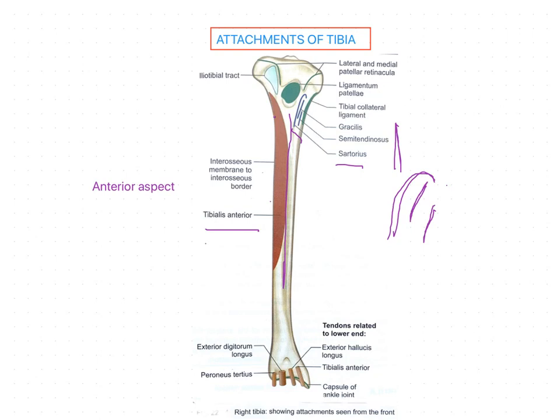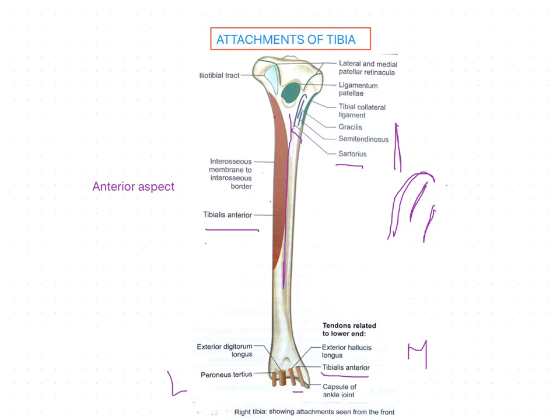If you see the lower end, some of the tendons will pass on the anterior aspect of the lower end of the tibia. We will see from medial to lateral. This one is medial and this is lateral. The first one is the tibialis anterior muscle, and then comes extensor hallucis.